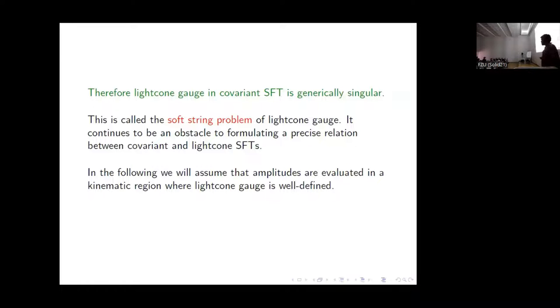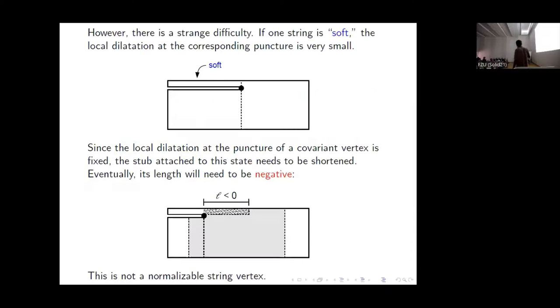Is it possible to make the length of the stubs on the covariant side change with the momentum? Yes, and then you would solve that problem if you somehow put stubs on the covariant vertex that change their length so as to cancel it. But in covariant string field theory, vertices are usually universal. They're defined by geometrical data, which is independent of the states which appear in the vertex.